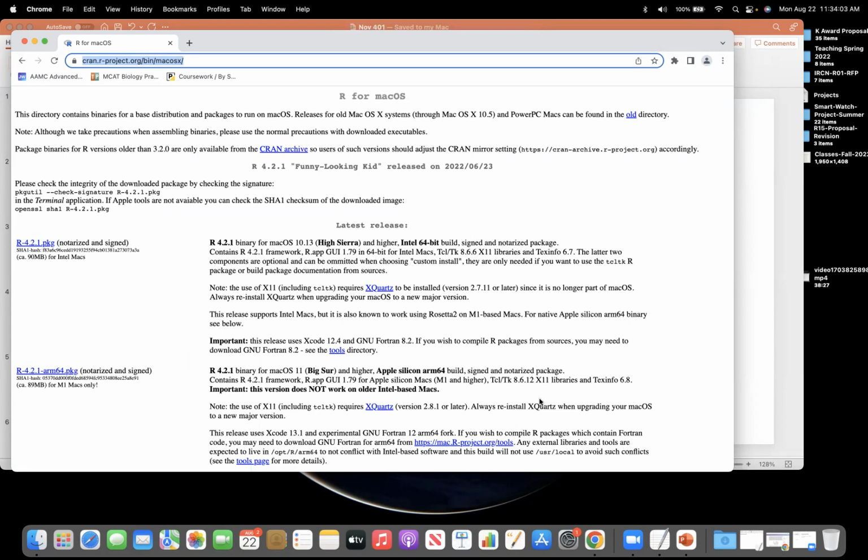Anyone using Linux, Unix? No. So we just have Windows and Mac.